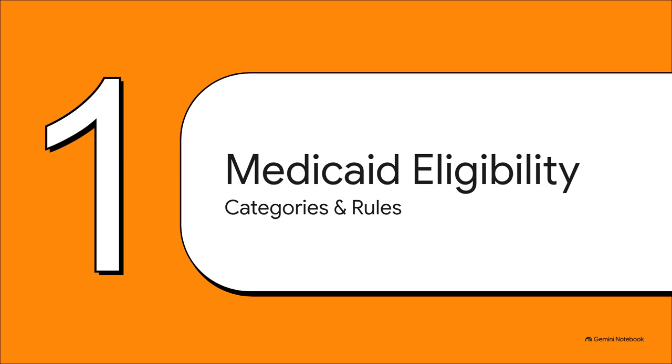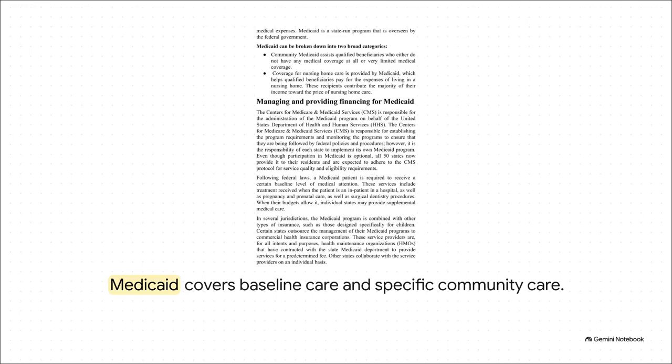Medicaid Eligibility and Categories. So as we know, Medicaid was established to provide financial assistance for low-income individuals. It covers baseline care, things like inpatient treatments, pregnancy care, and surgical dentistry. Some branches even cover specific community or nursing home care. But here's the catch, and it's a big one. Qualification is heavily restricted by highly specific income and financial asset thresholds. A patient literally has to prove they have very limited financial resources to even be considered.